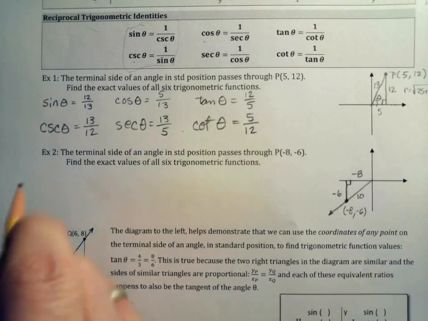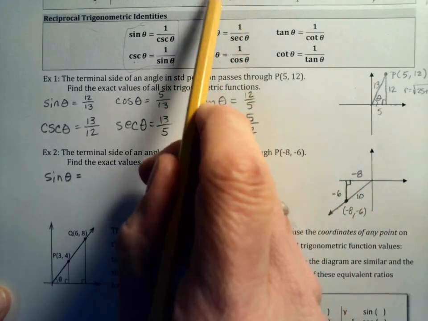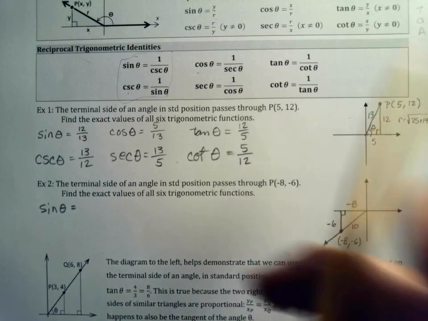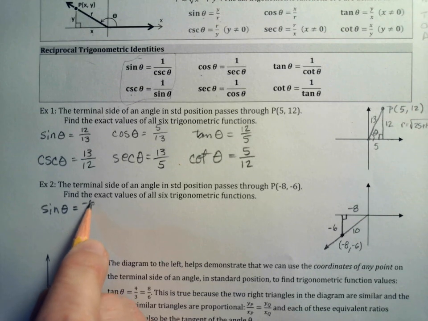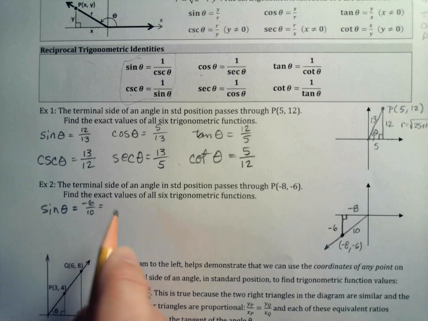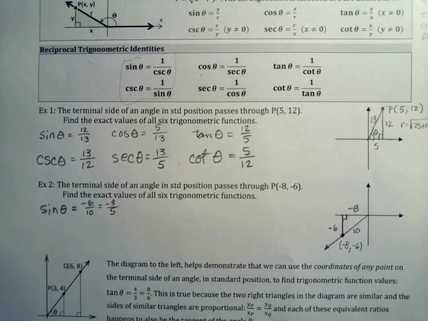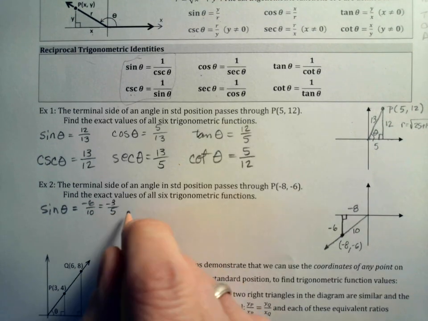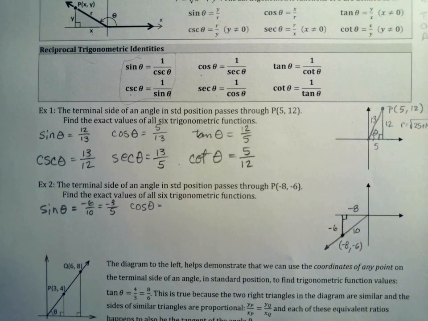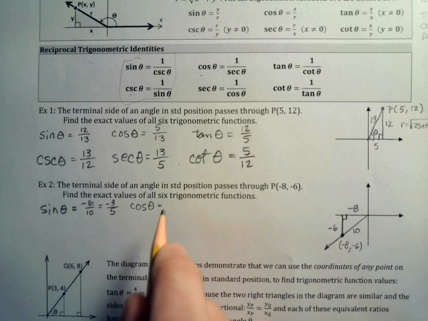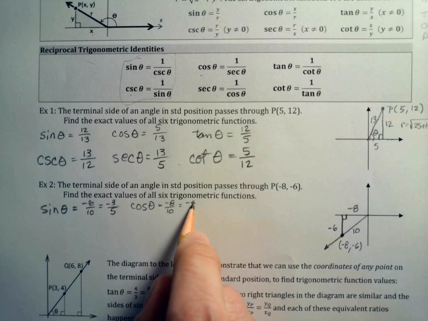We can write our 6 trig functions. So sine of theta, remember sine is y over r. So we have -6 over 10. Of course, we'll reduce that to -3/5. Okay, and then let's just work straight across. We have cosine of theta, and that's equal to x over r. So that's -8 over 10, but of course that reduces to -4/5.